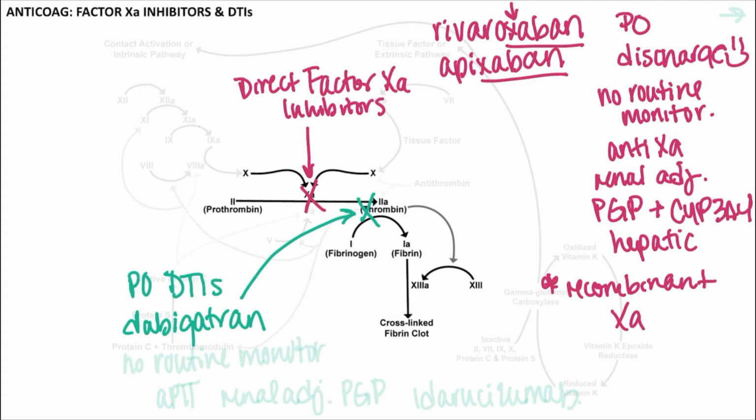So these also do not require routine monitoring. But an APTT, for example, can be done if needed in cases of things like renal impairment or if bleeding is suspected. And this agent will require renal dosing adjustments, and care must be taken when administering this agent with other drugs that inhibit or induce P-glycoprotein. But in this case, we are not as worried about CYP enzymes. There is also a monoclonal antibody reversal agent available if needed, called idarucizumab.